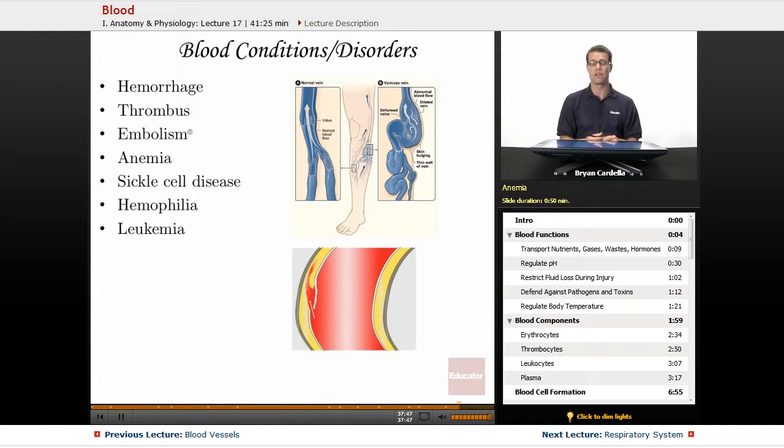Doctors will tell you if you're anemic, eat more red meat. And that's a problem for a vegetarian, obviously, but red meat has a high iron content compared to some other meats, and that can encourage your body to make more red blood cells through erythropoiesis. Sickle cell disease is also called sickle cell anemia.